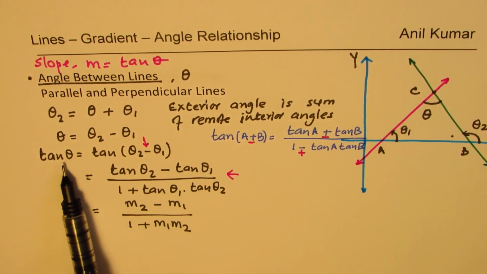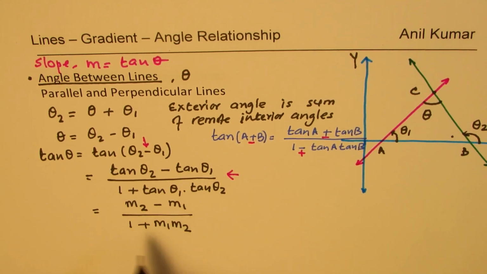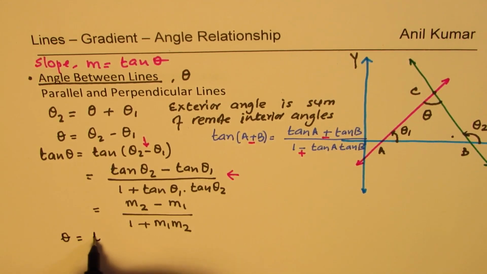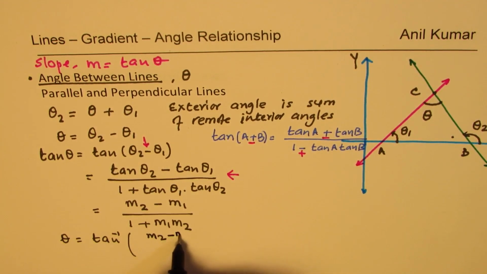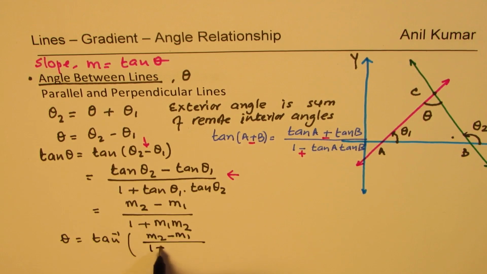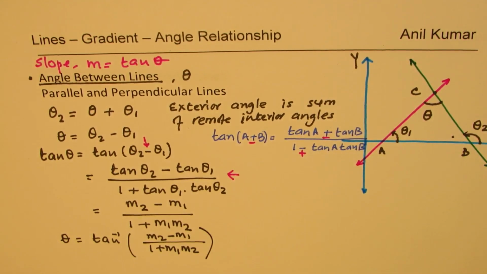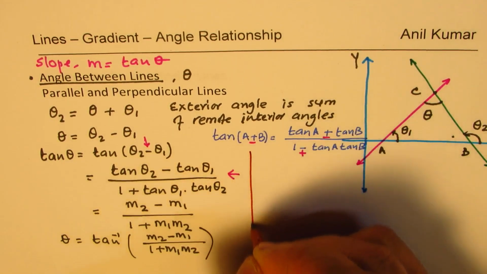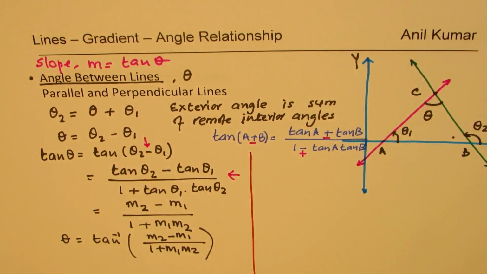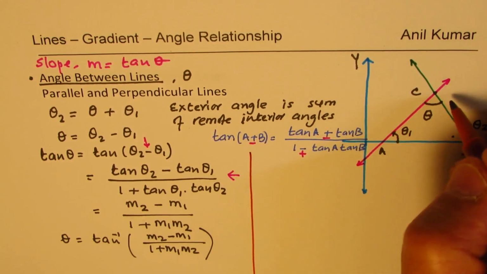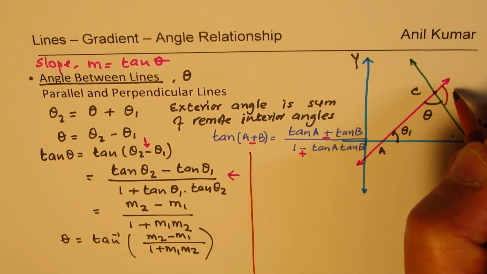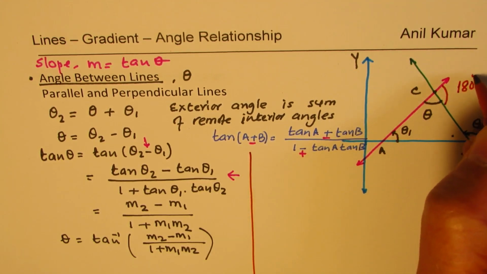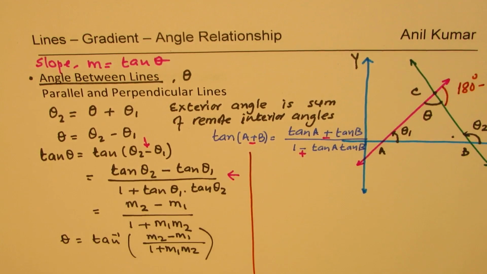Now you can always calculate what theta is. So from here you can always write theta is tan inverse of m2 minus m1 over 1 plus m1 m2, right? Perfect. So that is how you could actually find the angle theta. Now one thing is very important, and that is to say that this angle is also an angle between the lines, right? So this is how much? This is 180 degrees minus theta, right?